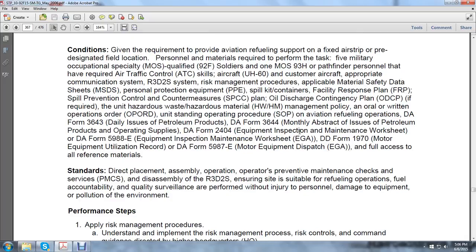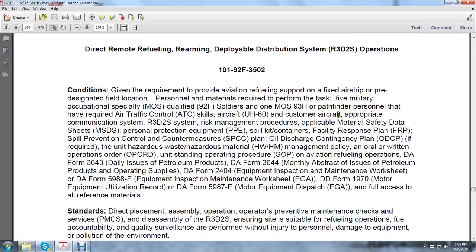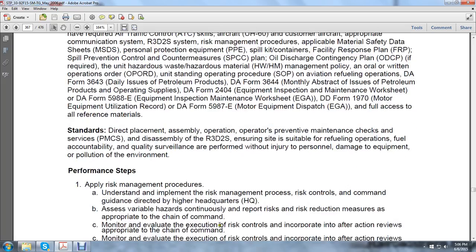Direct placement, assembly, operation, operator preventive maintenance checks and services, and disassembly of the remote refueling, rearming, deployable distribution system, ensuring that the site is suitable for refueling operations, and accountability for quality surveillance performed without injury to personnel or damage due to the equipment or pollution of the environment.